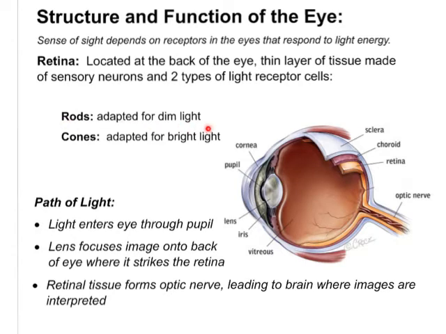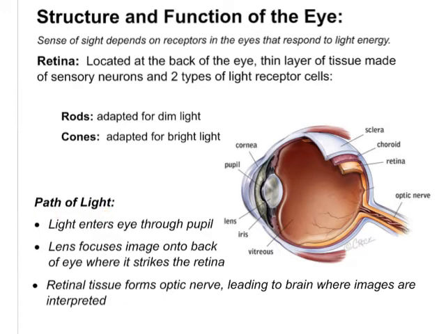The rods are adapted for dim light. The cones are adapted for bright light. You can see that the retina, retinal tissue, ends up forming the optic nerve right here. That leads to the brain, where the images are interpreted. Let's start at the other end, where the light enters.